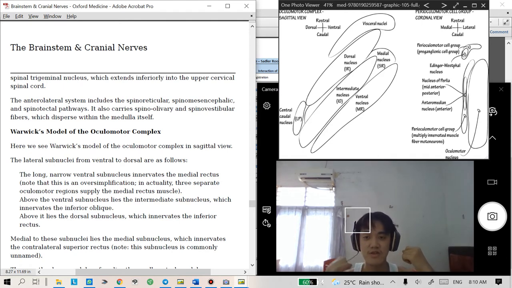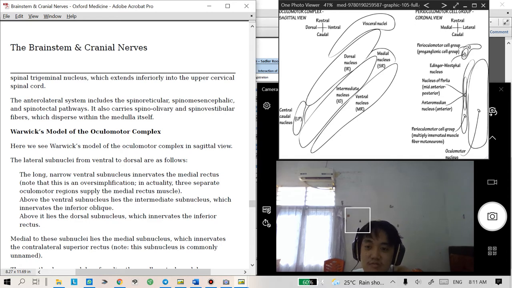Warwick's model of the oculomotor complex. Here we see Warwick's model of the oculomotor complex in sagittal view. The lateral subnuclei from ventral to dorsal are as follows. The long, narrow ventral subnucleus innervates the musculus rectus medialis.